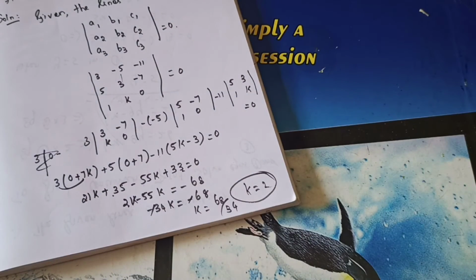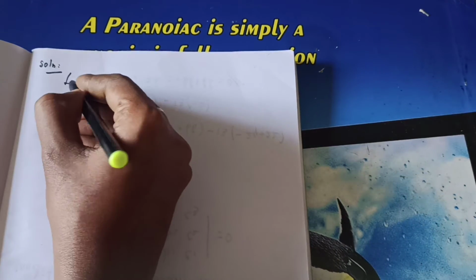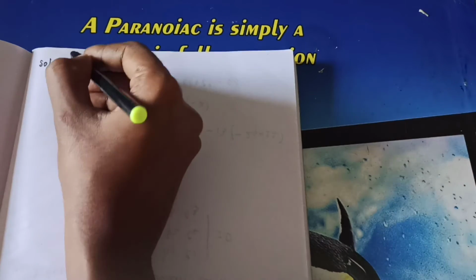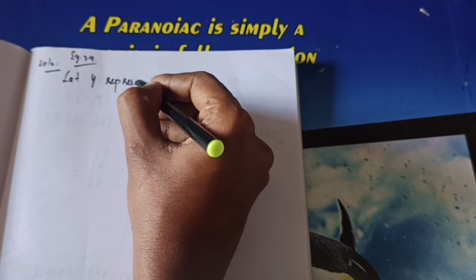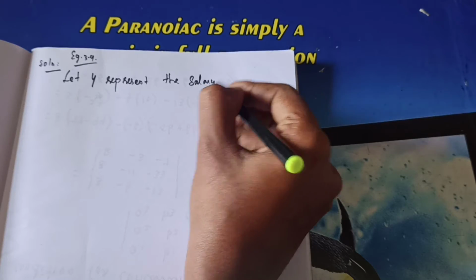Okay, listen. First, here the private company appointed a clerk, the year is given as well as the salary. So you need to take anything as x and anything as y. Then you need to form a tabular column. Solution: let y represent the salary in rupees.